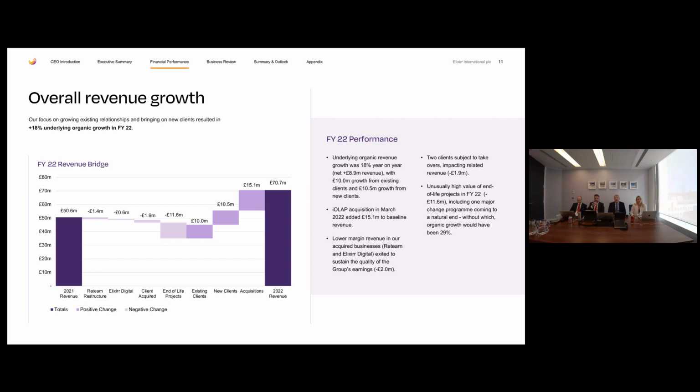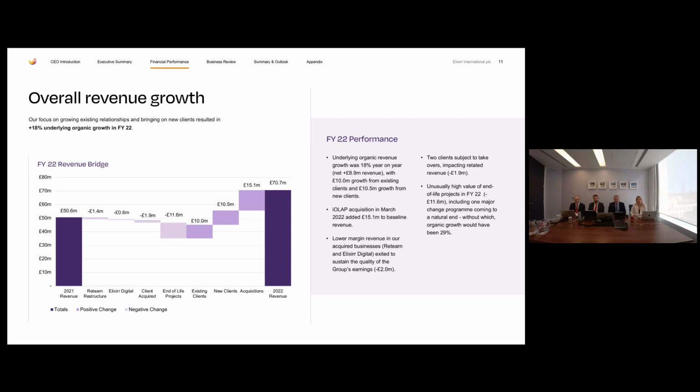So what we're trying to do here is to give you some transparency as to the puts and takes, if you like, in our revenue growth model. What you can see here is 2021's revenue, 50.6 million. And obviously what we've announced today, 70.7 million. And then the puts and takes between that. The first thing that you can see there is a return restructure. This was an acquisition we did back in 2021.